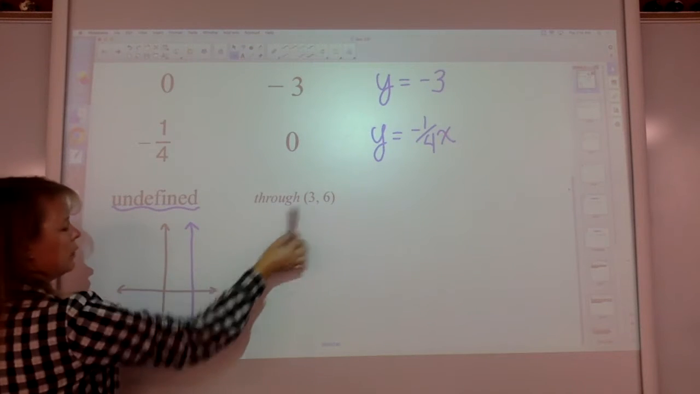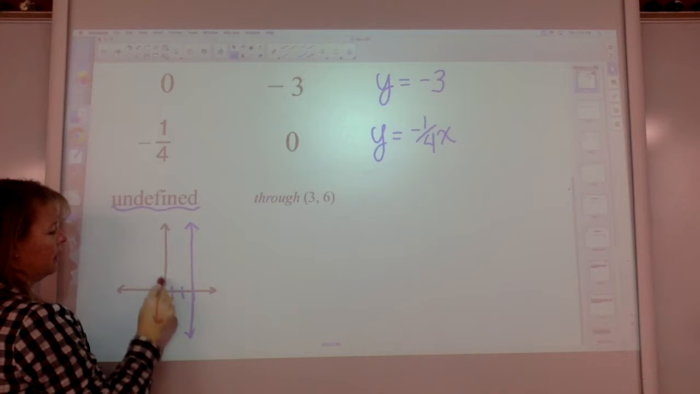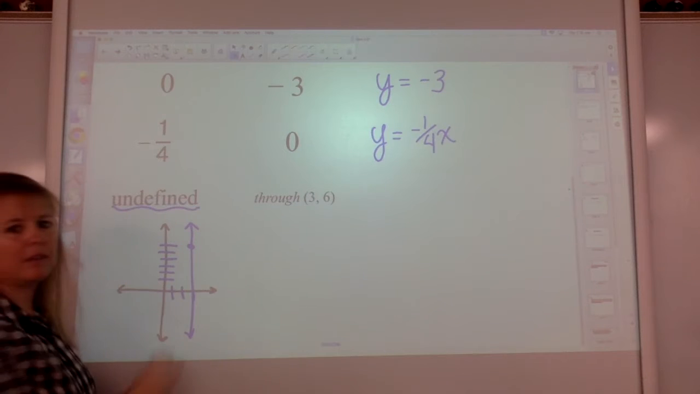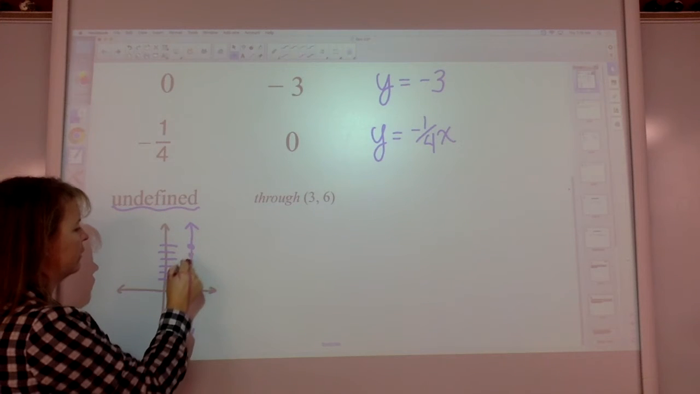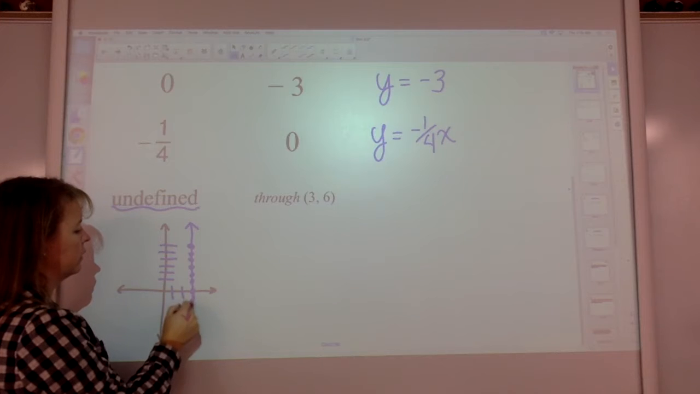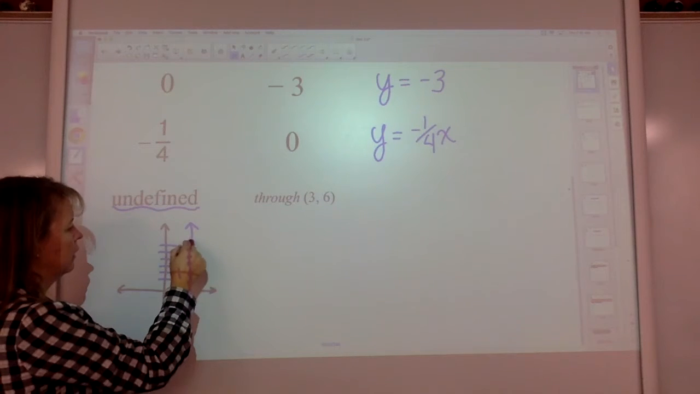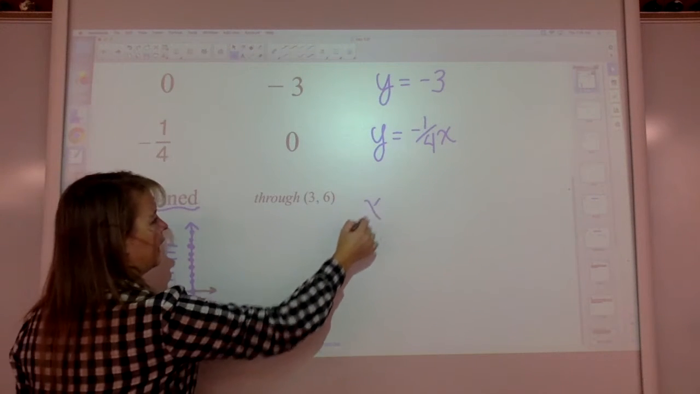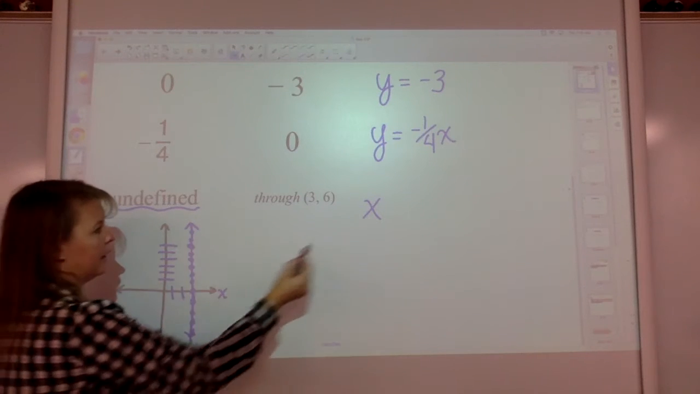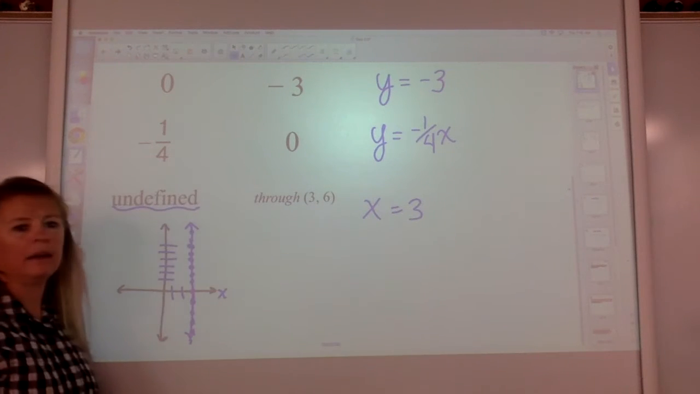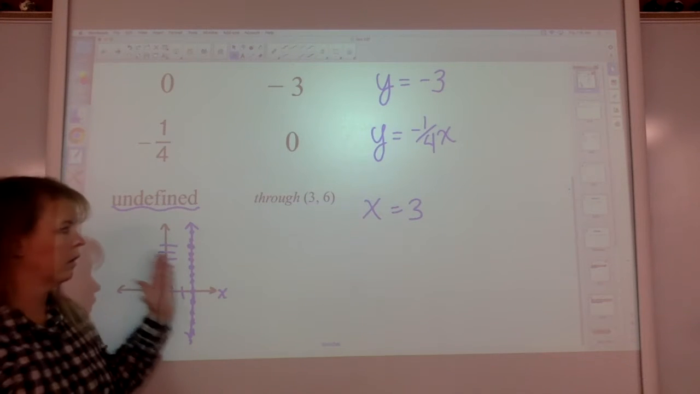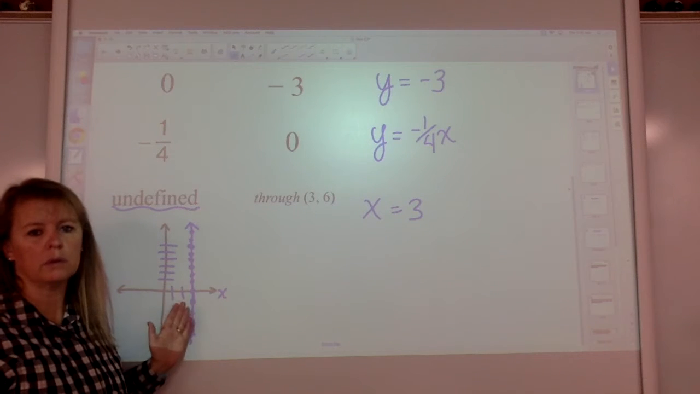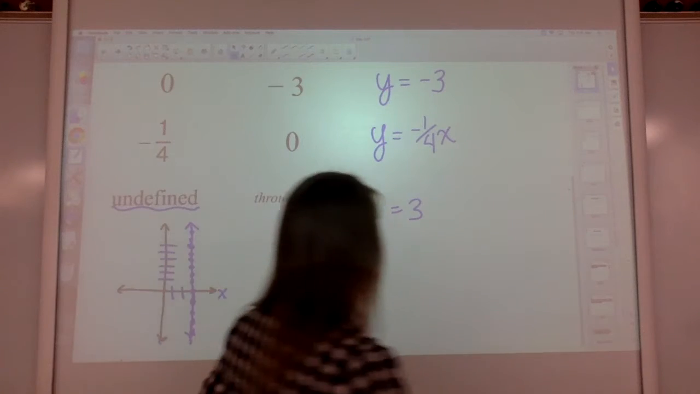Where is that vertical line? Well, this one happens to be through 3 and 6. It's through that point. But if it's through 3, 6, it means it's also through 3, 5, and 3, 4, and 3, 3, and 3, 2, and 3, 1, and 3, 0, and 3, negative 1. All of these points are on that line. And every single one of these points, okay, touches the x-axis. Every point is 3 for the x value. It could go over 3 up 6, like it says here, over 3 up 100, over 3 down negative 2, down 2. So x equals 3 is your equation of a vertical line.